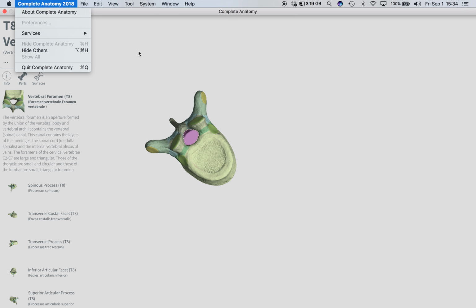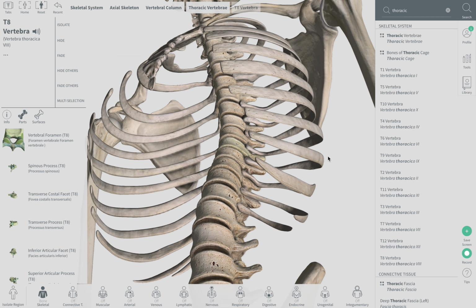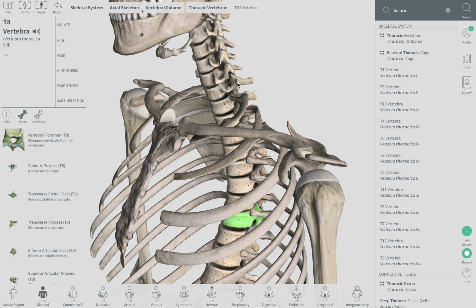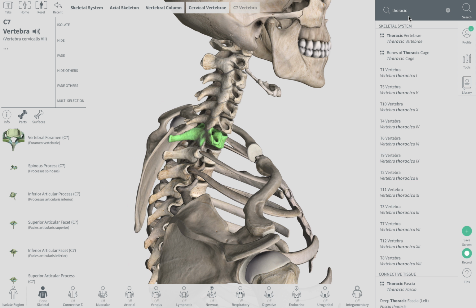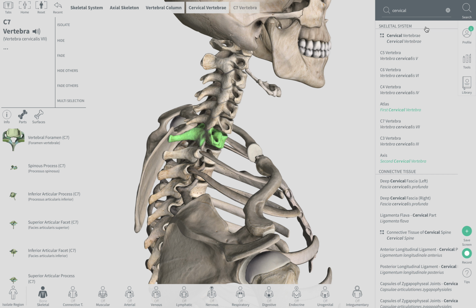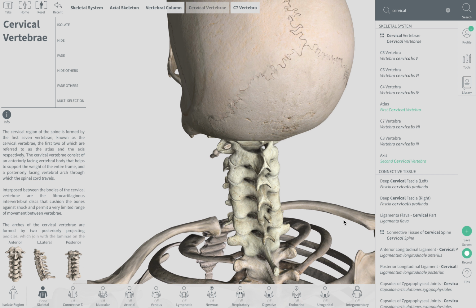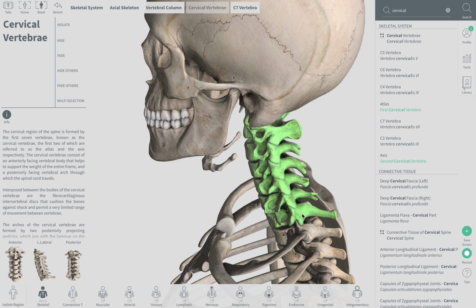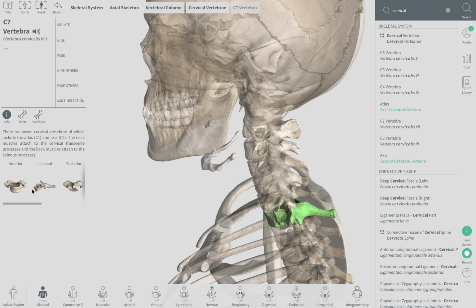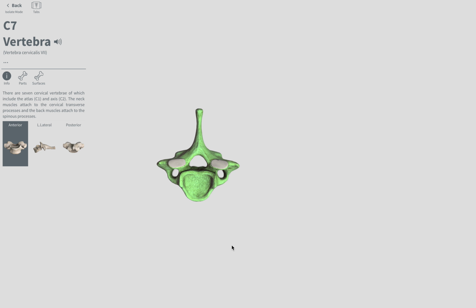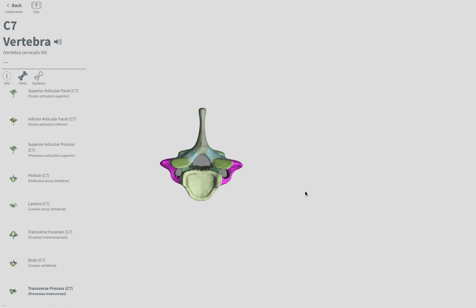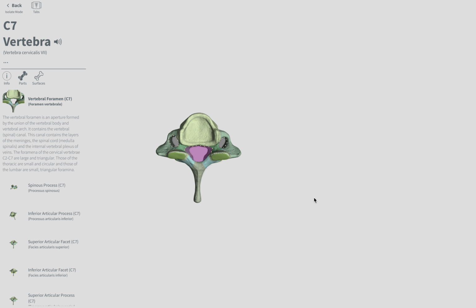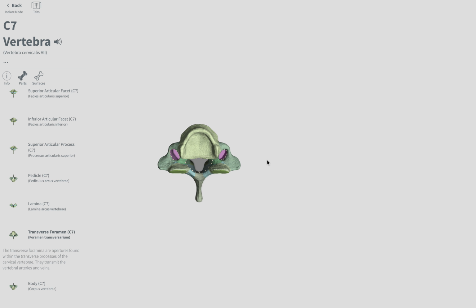Transverse foramens, or foramina. Let's go ahead and find a cervical vertebra. So here's another distinguishing feature of the cervical vertebrae. They are going to have these transverse foramina. So if we pick out C7 and look at it from a superior aspect, down here is anterior, posterior, we have the spinous process, the transverse process, the vertebral foramen, and over here we have transverse foramina.